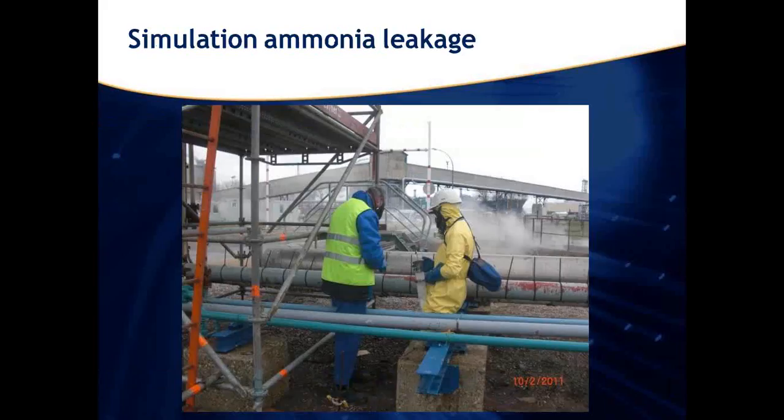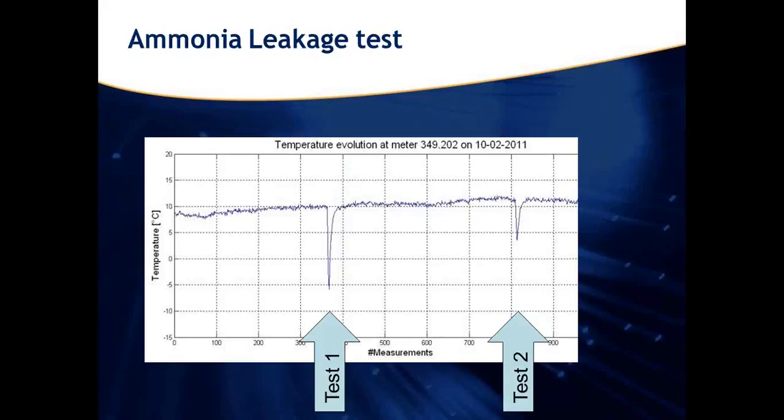Now I'd like to present a quick result from a simulation. In this case, about 1 kilogram of liquid ammonia was poured on a pipeline equipped with the optical fiber cable. You can see the pipe with the black colors that hold the cable in place. And as expected, when this simulated leak occurred, a quick temperature drop was observed.